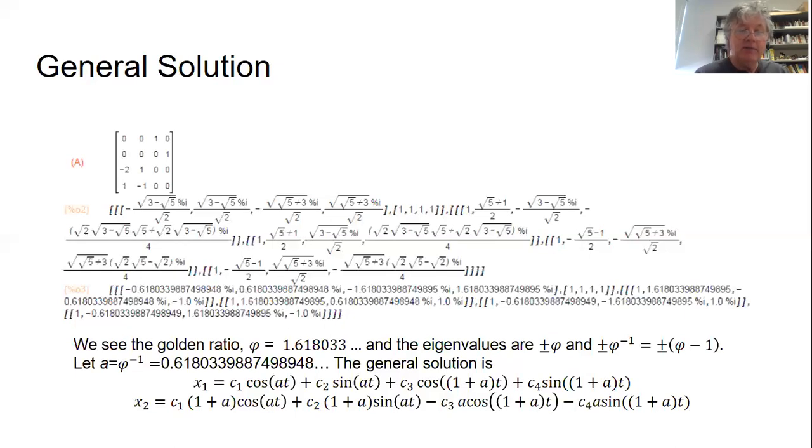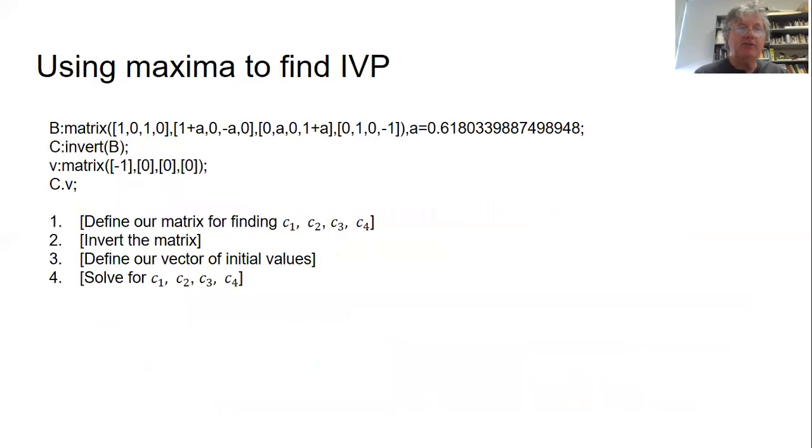x1 is c1 cos at, etc. And then x2, so the natural frequencies of this system are a and 1 plus a. Okay, and we've actually solved that problem. Okay, so next we want to find the initial value problem.